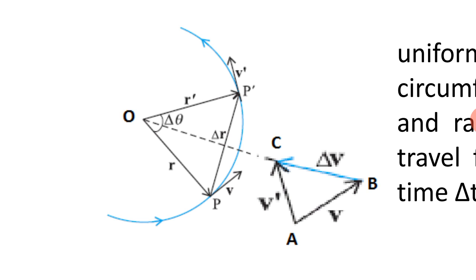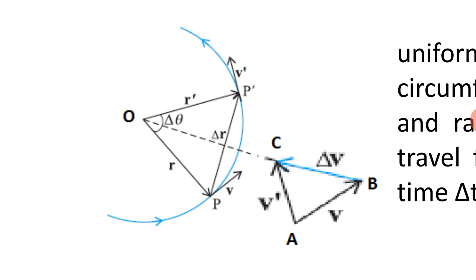Okay, so now how to calculate the change in velocity, that is v minus v dash. So let us discuss this with the triangle law of addition of two vectors. Just show these two vectors v and v dash as the two sides of a triangle. So v and v dash are the two vectors, so that can be represented in the figure.